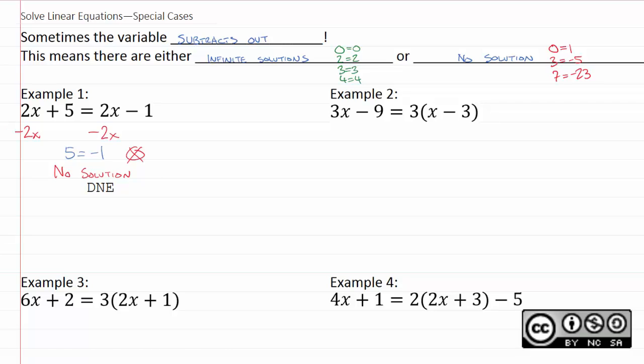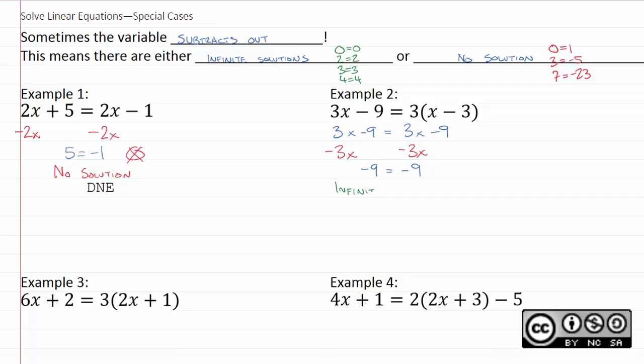Let's take a look at example 2 over here. 3x minus 9 equals 3x minus 9. Well, if I subtract the 3x's from both sides, you can probably see where this is going. Now we get what I called an identity, a statement that is always true. A contradiction is always false. That's what we saw in example 1. An identity is always true. And this actually means we have infinite solutions.